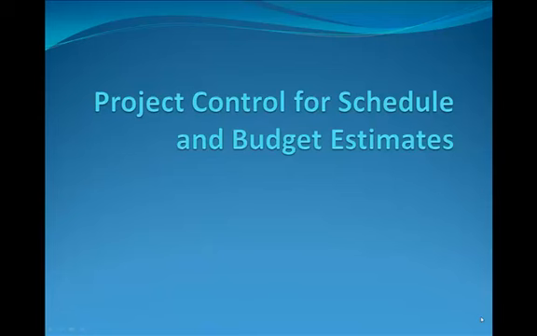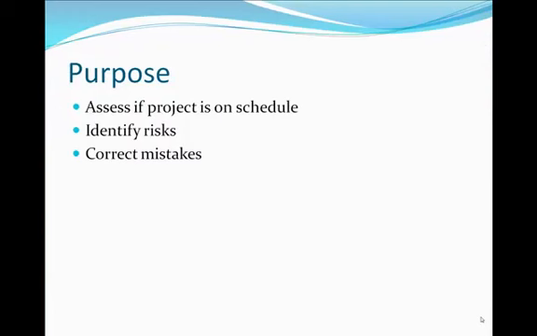This is a presentation on using project control for schedule and budget estimates. Project control methods are used to assess the process and progress of a project. By monitoring the project, a manager can assess whether or not the implementation is on track according to the estimated schedule and budget. Additionally, project control can help to identify risks throughout the course of a project, and if risks are identified, they can be quickly corrected.